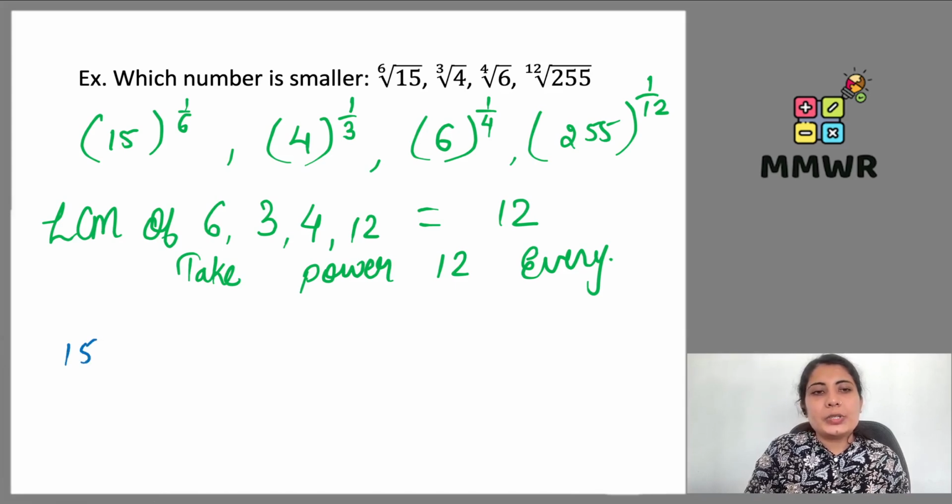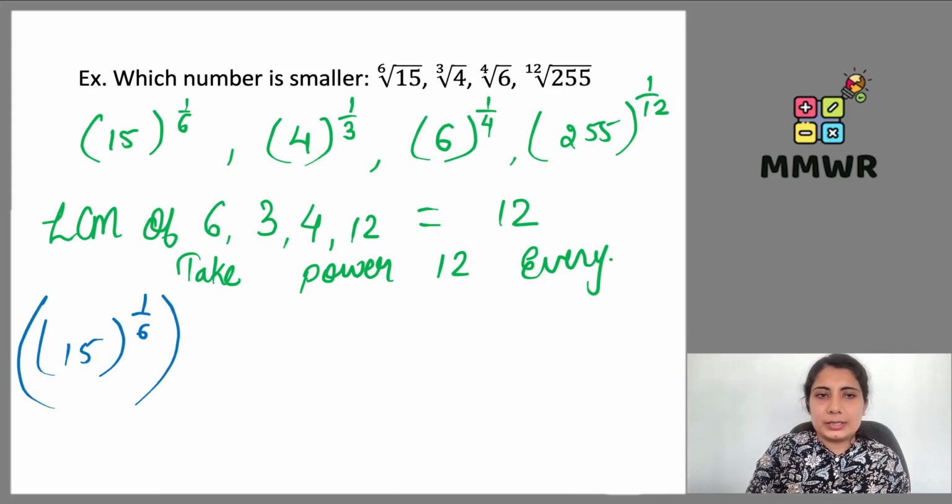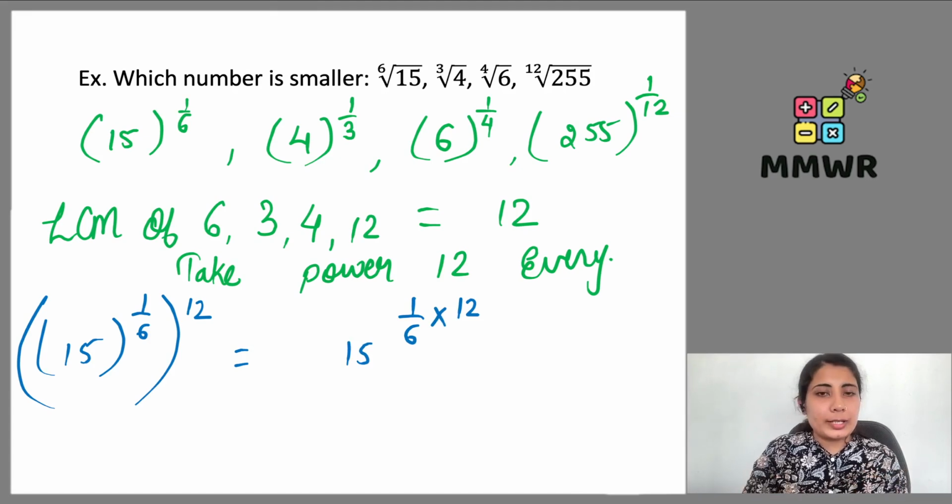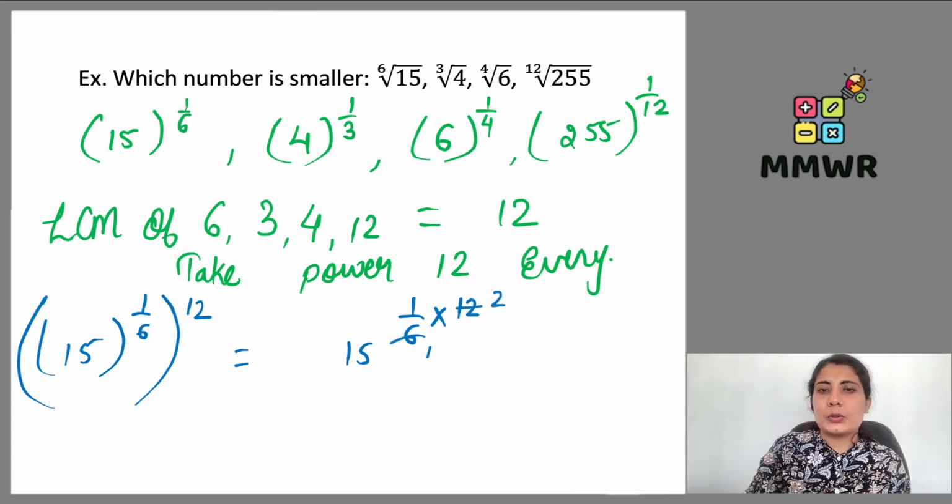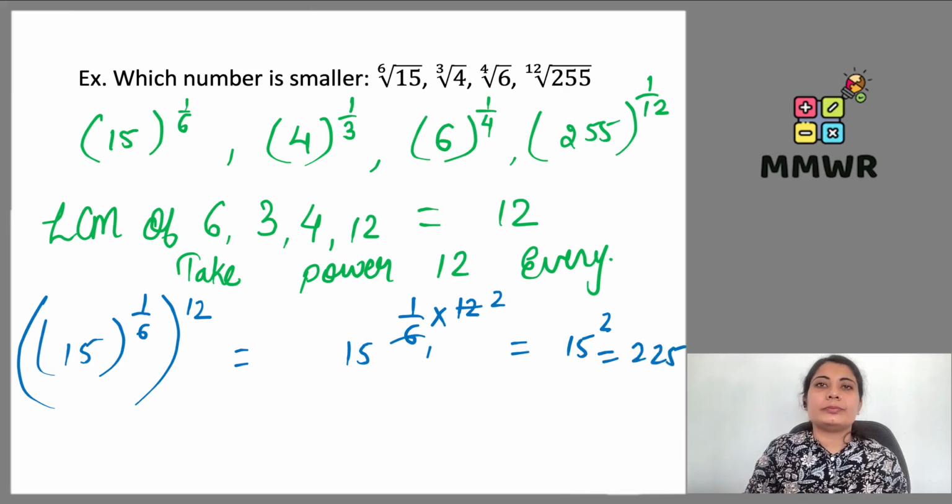Okay. So 15 to the power 1 by 6 तो पहले से ही था. इसकी मैंने power 12 बना दी. Right? एक ही simplify करके बता रही हूँ मैं. 15 1 by 6 power 12. As I said, power का product लेते. So 6 1s are 6 2s are 12. So 15 square, which is 225.